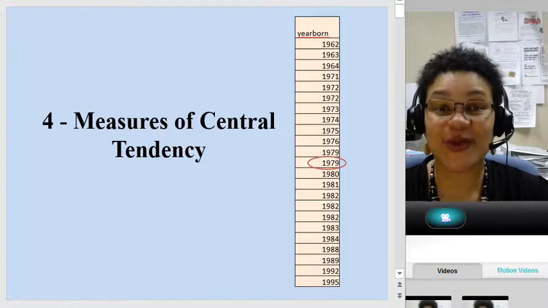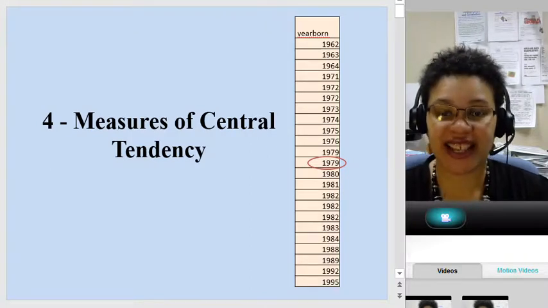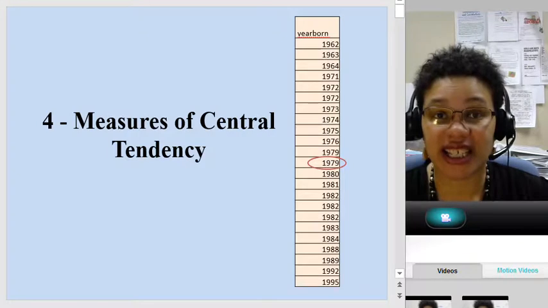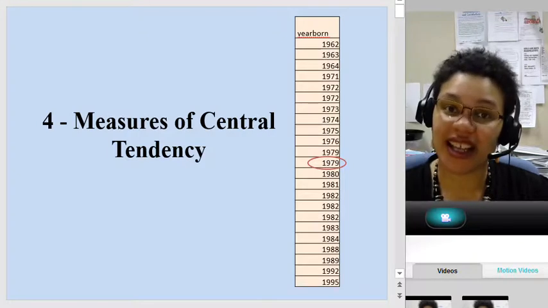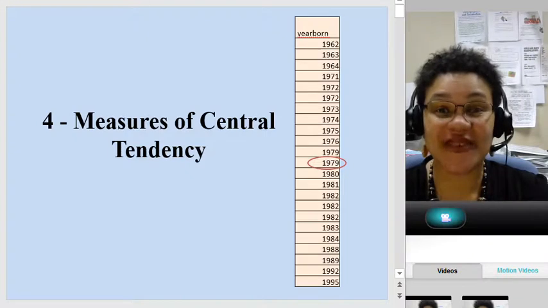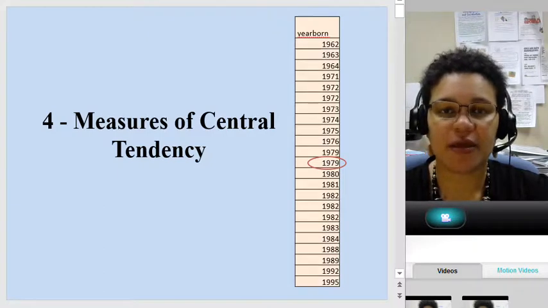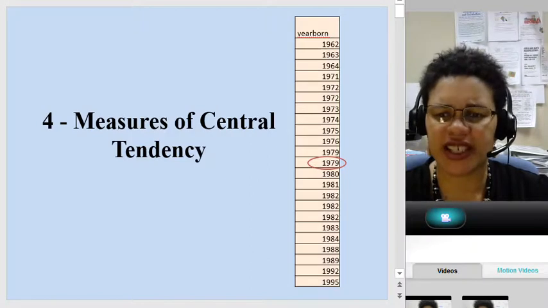Hello, researchers. Welcome back. This is the first lesson in a series of three on descriptive statistics. We'll talk about central tendency, then we'll talk about variability, and then we'll talk about graphing. Okay, so measures of central tendency. And this isn't gone into very much detail in your textbook. So I'm drawing from a few different sources for this video.